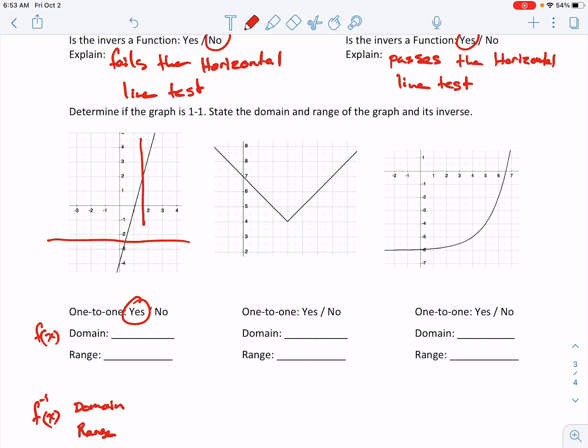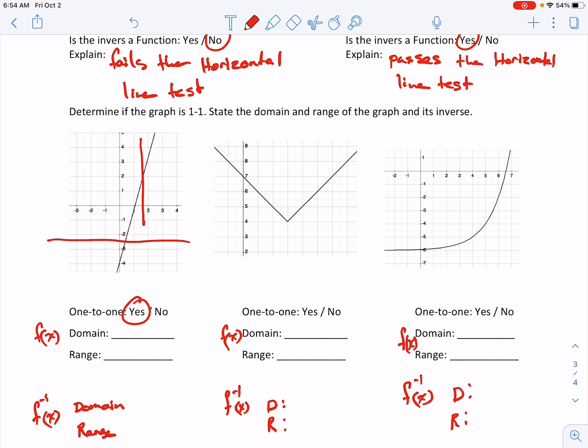So we'll do that on all of these. We'll state the domain and range for the original f of x and for the inverse. Domain and range.